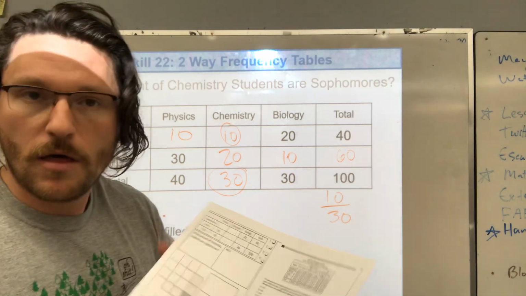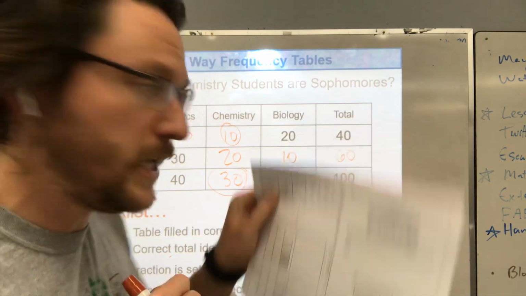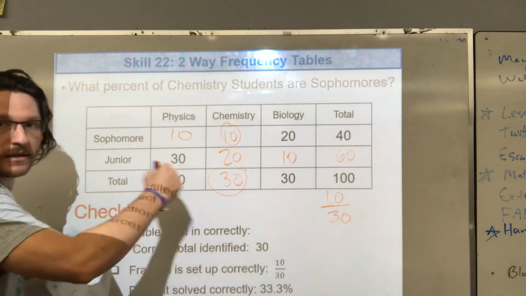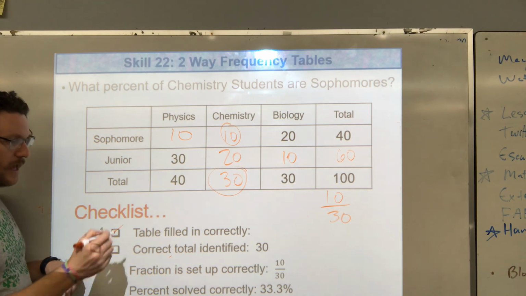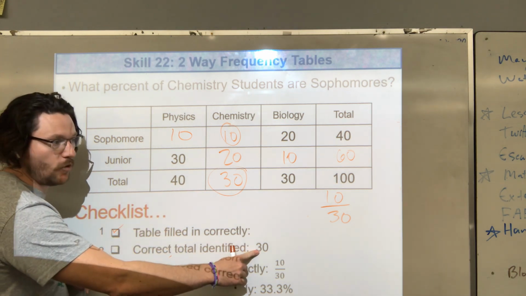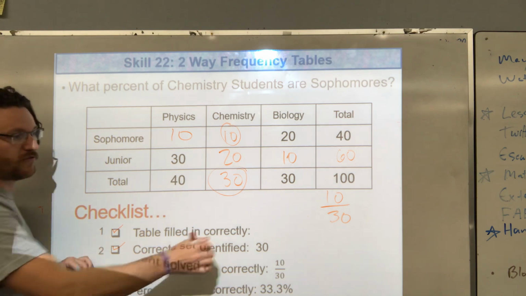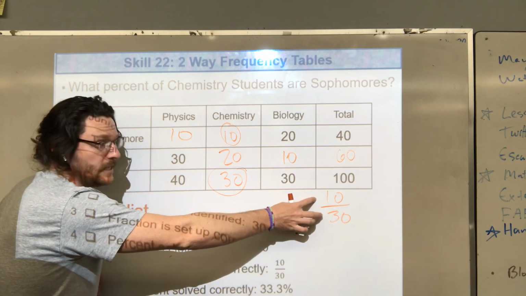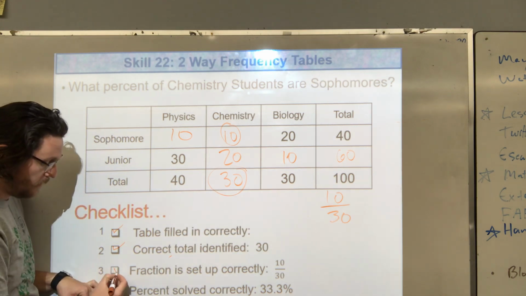So what I want you to do on your little paper, there are some check boxes here, and you're going to show me how well you did on your take-in. So if you've correctly filled out the table the way you did there, give yourself a check. If you identified the correct total, the 30 in the denominator, give yourself another check. If the fraction is set up correctly, if you showed me 10 over 30, that's the work that I would need to see if we were in class, give yourself a check.